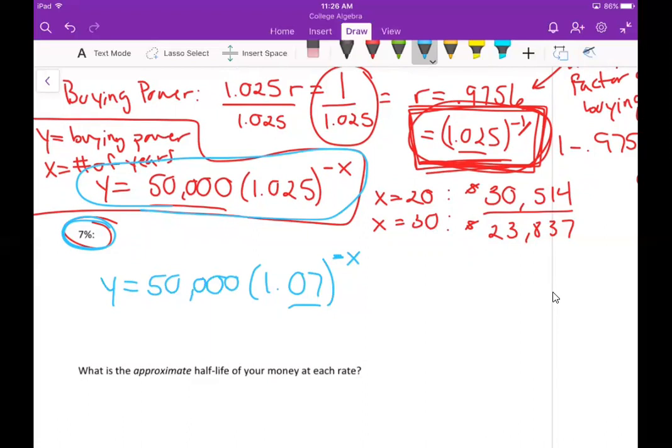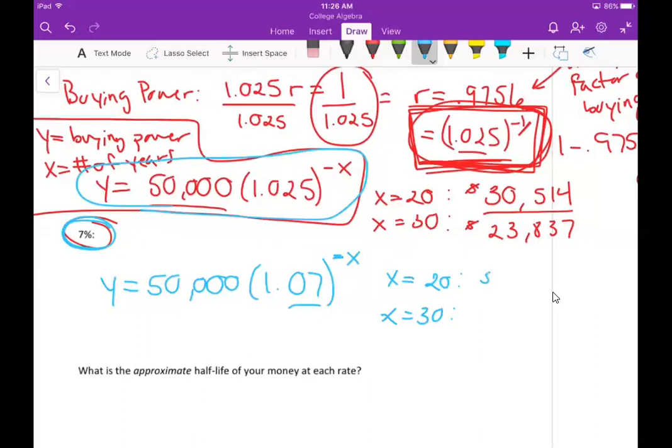Now, I want to look at this 7% because in the past, in recessions and things like that, we have seen inflation rates go as high as 7%. And that's really dangerous because that means our buying power very quickly decreases. So see what would happen, compared to that normal inflation rate, to your money after 20 or 30 years if for that entire time we had an inflation rate of 7%.